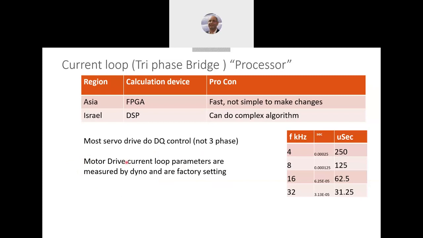Here are some typical numbers for the update rate of the processor. Even today, a drive can do 31 microseconds, 32 kilohertz. A very common one is 16 kilohertz, and for medium performance, I would say it will be 8 kilohertz. That's the update rate of the processor to do the current loop. And usually velocity is half of it, and position is half of the velocity.